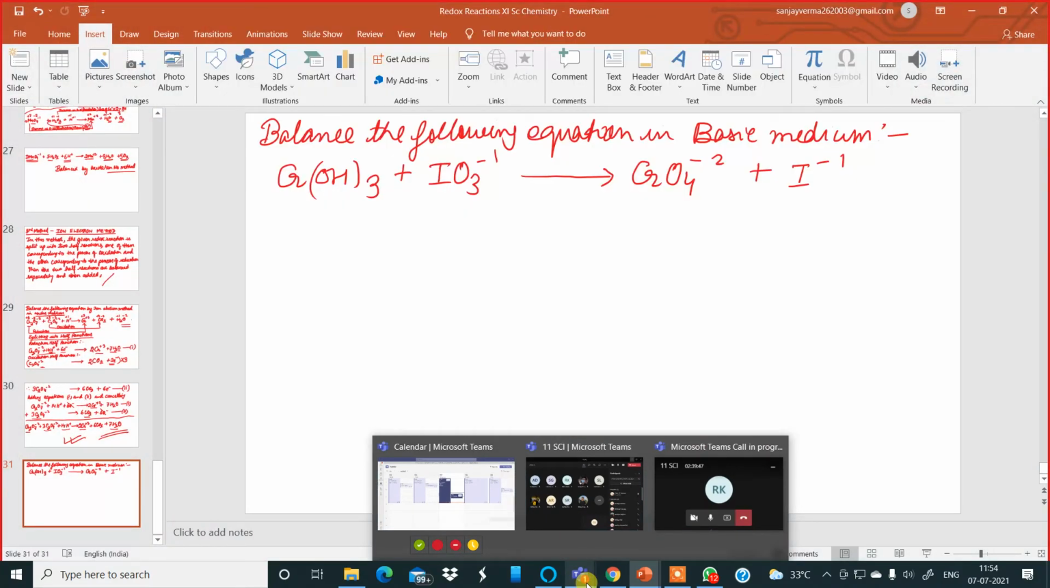Not yet. Okay, I'm waiting. Balance the following equation, redox reaction which is happening in basic medium. This reaction is happening in basic medium. Okay, that is more important now.